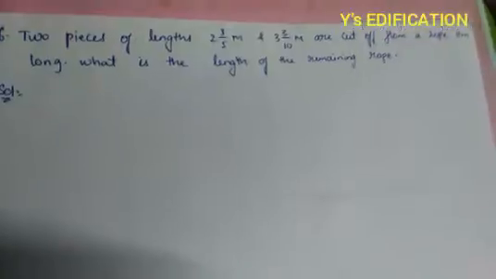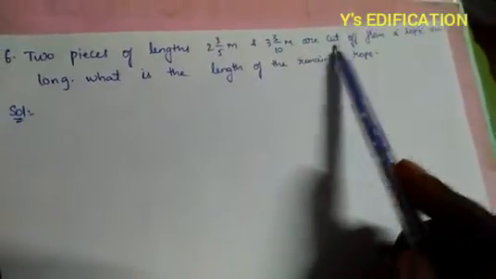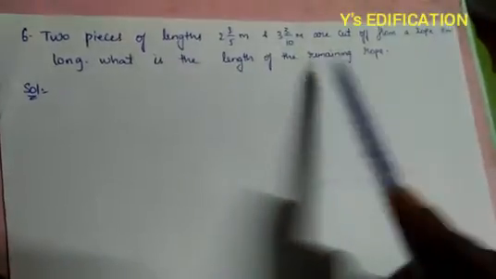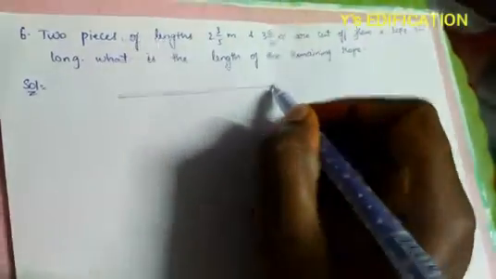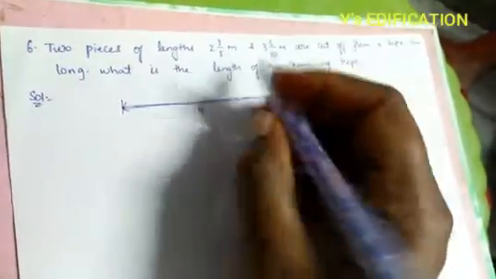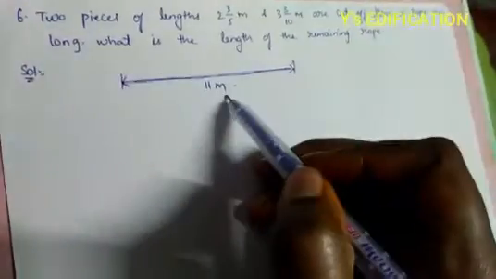Got it? The next question is two pieces of lengths 2 3 by 5 meters and 3 3 by 10 meters are cut off from a rope 11 meters long. What is the length of the remaining rope? So first, let us assume that this is a rope. And this is a total length of 11 meters. The length of a rope is 11 meters.